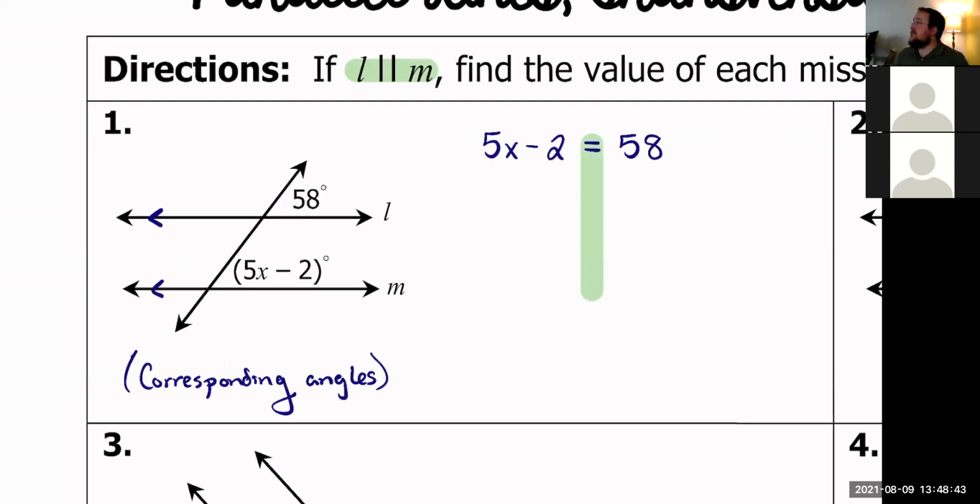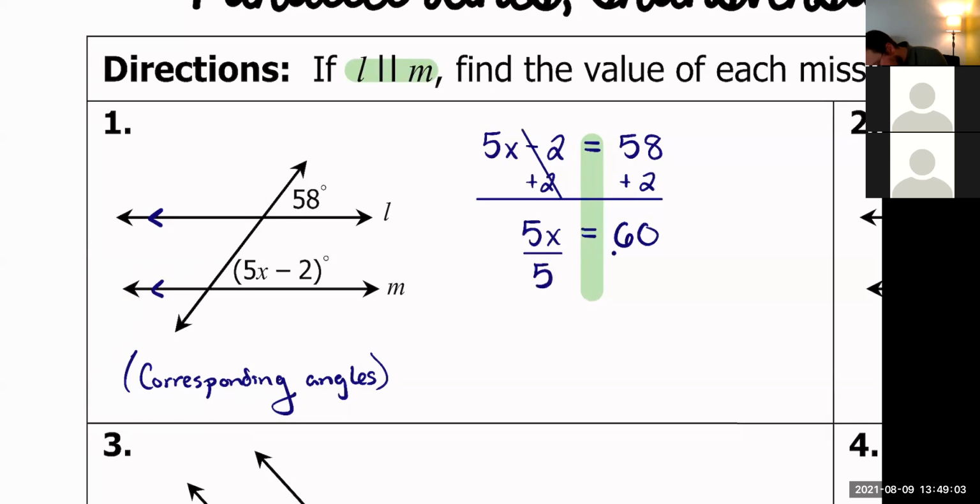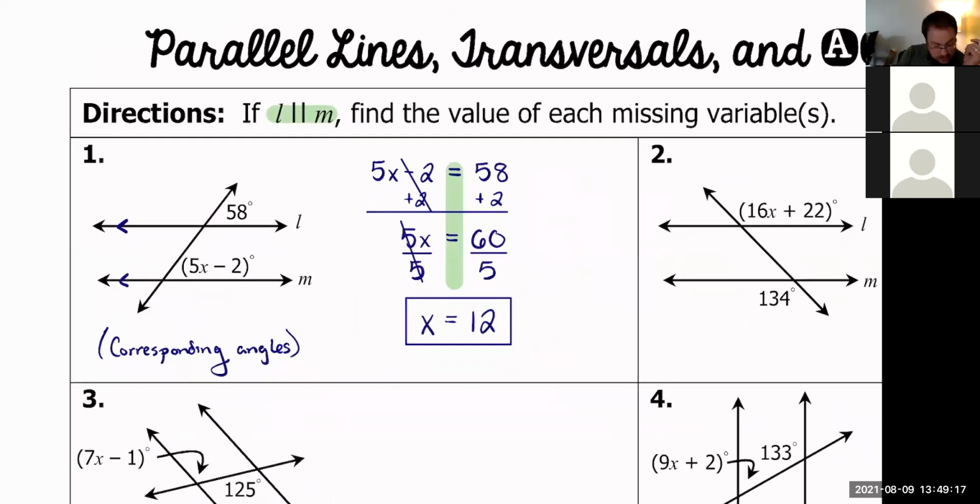That's the geometry of it, setting up the relationship. Everything else from this point forward is just algebra, solving for that variable. So adding 2 to both sides, I get 5x equals 60. Divide both sides by 5. I believe I get x equals 12. Now make sure you read that you're solving for the right piece. And this one, the instructions just said solve for the missing variable. So we found it in that case.